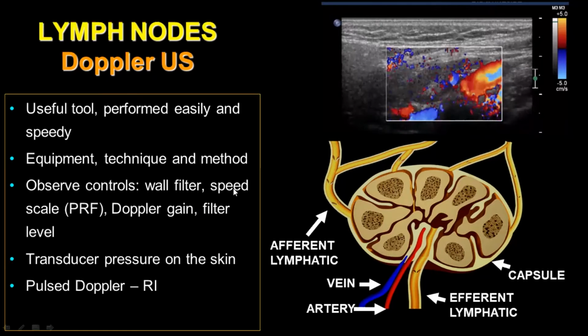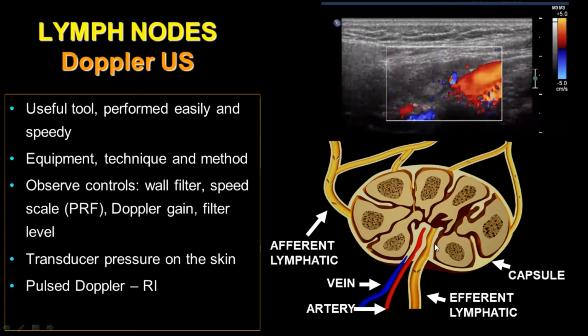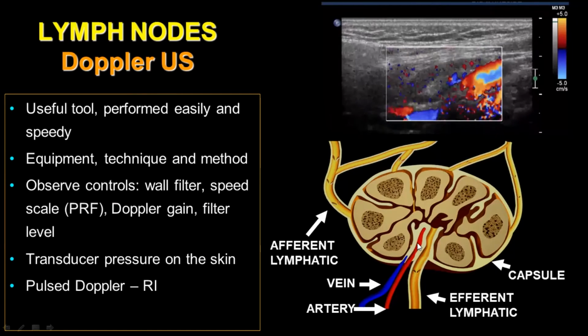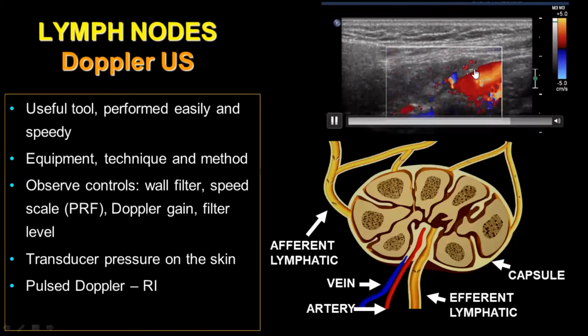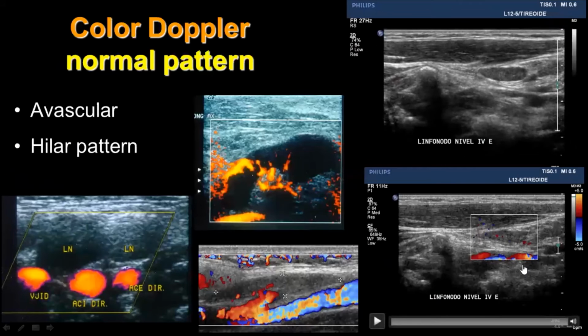Pay attention to wall filter, speed scale, Doppler gain, and filter level. Here is an example of a normal lymph node, as I told you previously in the first slide of this presentation. It is important to observe that the blood vessels are normally located in the halo and the central part of the lymph node. Here are some examples of normal scanning of a normal lymph node with color Doppler: the hilum, and the color Doppler in the central part of the hilum region of this lymph node.